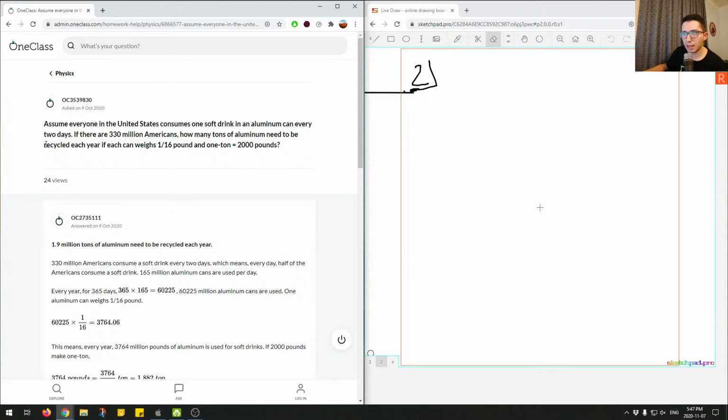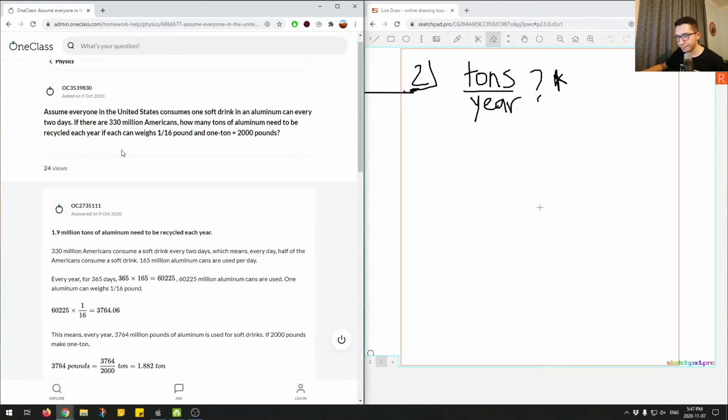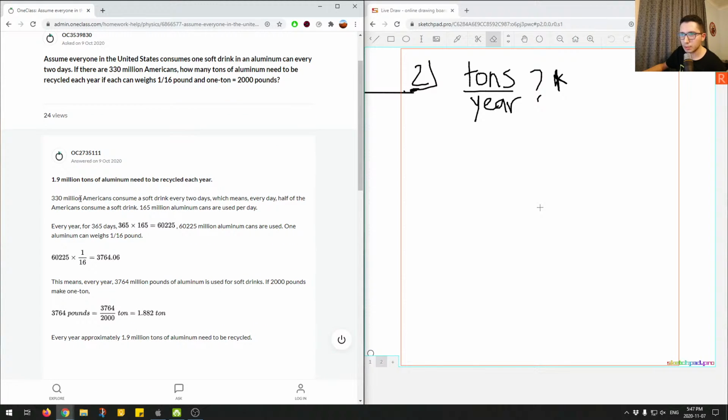So they've given us some values, and we have to use conversion factors and rates to figure out the final answer, which should be in tons of aluminum each year. So I'll write that down. We want to know how many tons per year. That's our goal. So this is a good first step: what is the end goal we're looking for? Looking quickly at the junior tutor's answer, we can see that they've gone step by step.